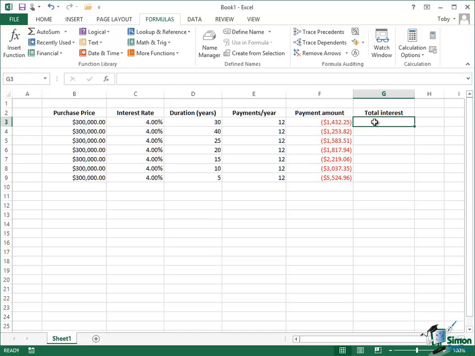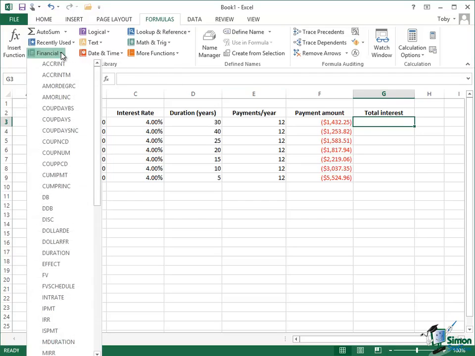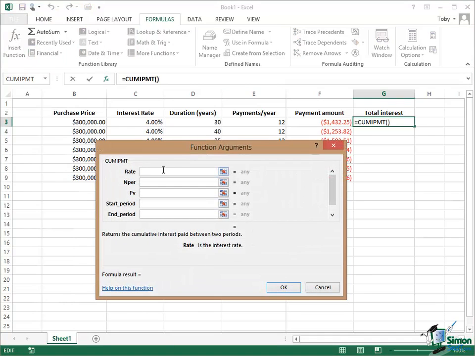There is a function, CUMIPMT, which is cumulative interest payment. Quite easy to insert that. So again, Financial, CUMIPMT, there it is. We're going to fill in the arguments for this. One thing to be careful of here, sometimes when you get the function arguments dialog, you see a little scroll bar over the right. That means there may be more arguments than you can see when you open it. So in this case, don't miss that last argument, whatever you do. There are a couple of others like that as well.